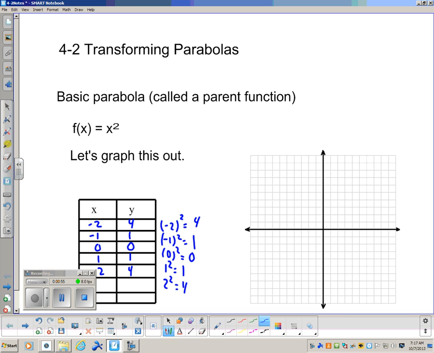So I can go ahead and plot that out. -2, 4. -1, 1, 0, 0, 1, 1, 2, 4. So there's my nice y equals x squared graphed out.